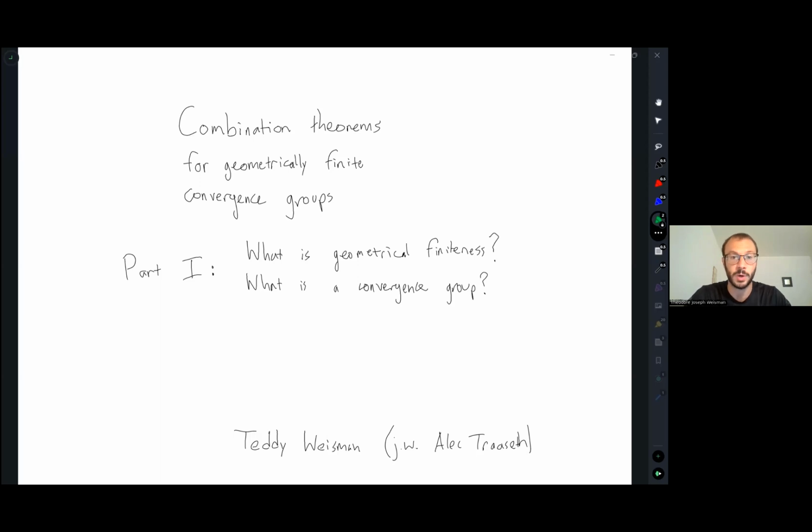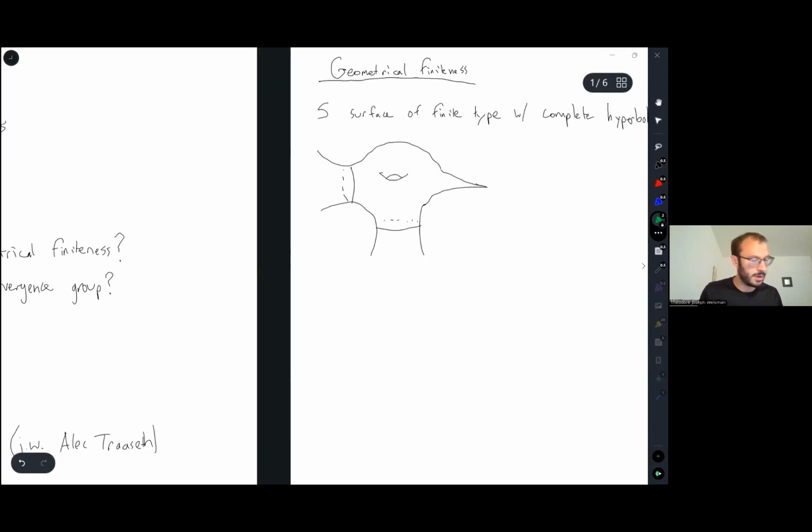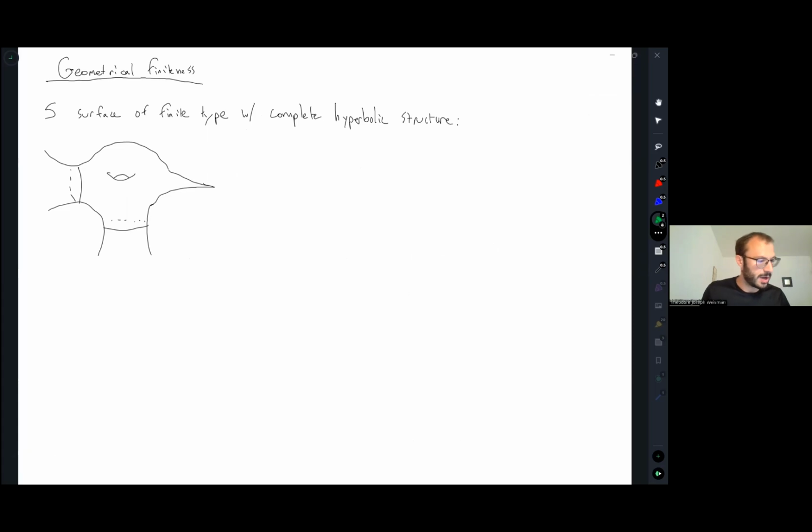In particular, I'll be telling you what a geometrically finite group is, and I'll also be saying what a convergence group is and saying some things about how you can understand geometrically finite groups in terms of convergence group actions. So to get started, we want to be thinking about what geometrical finiteness means in a hopefully familiar context. That's two-dimensional hyperbolic geometry. So the object we want to start thinking about is a surface of finite type, meaning finitely generated fundamental group that has a complete hyperbolic structure on it.